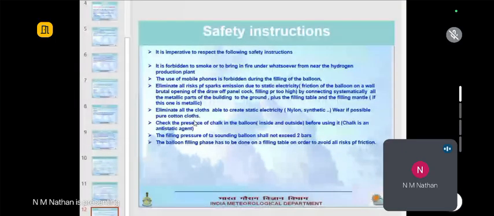Near that hydrogen shed, you must strictly avoid smoking, bringing fire, or taking a cell phone.